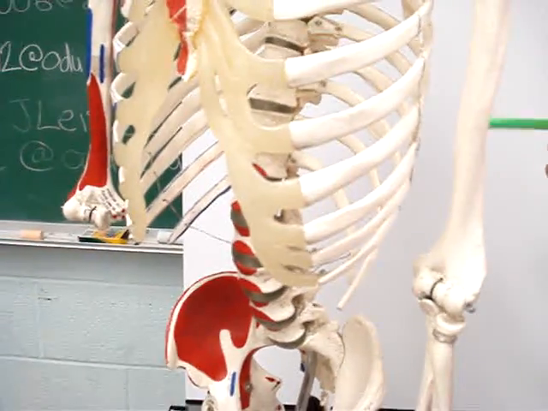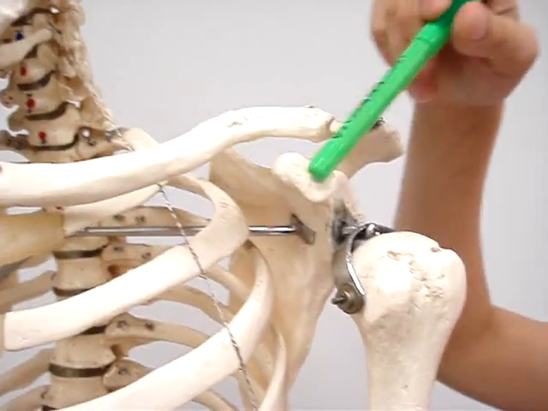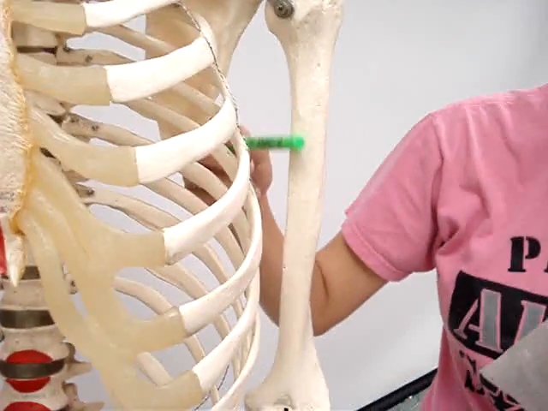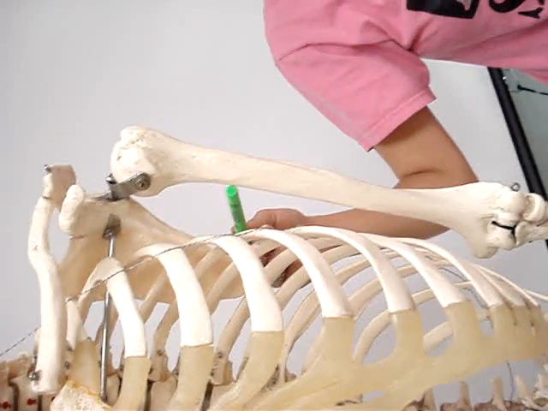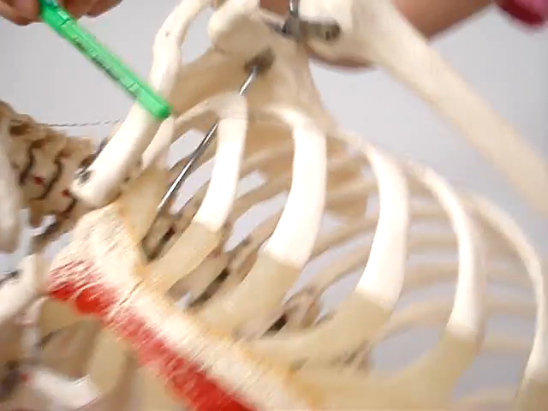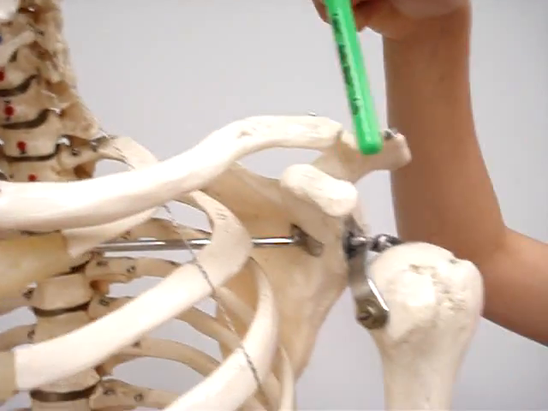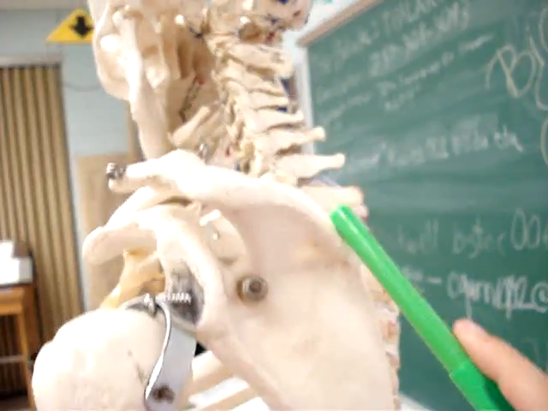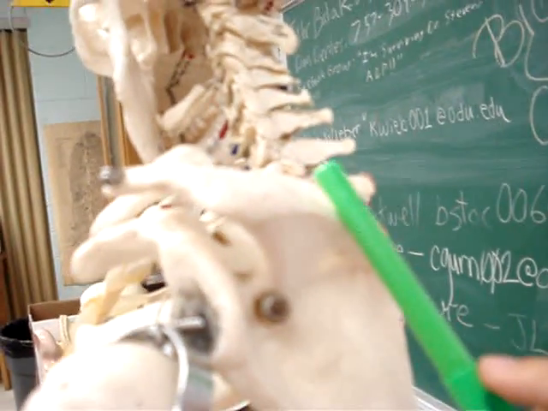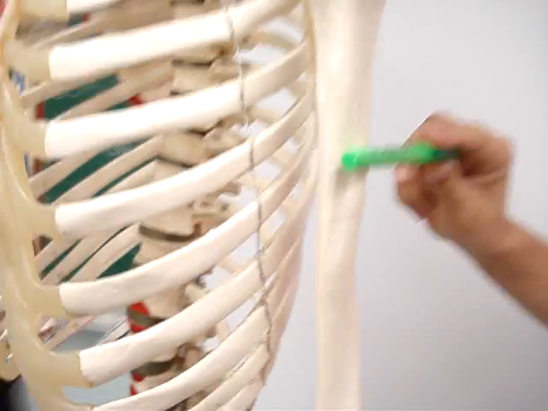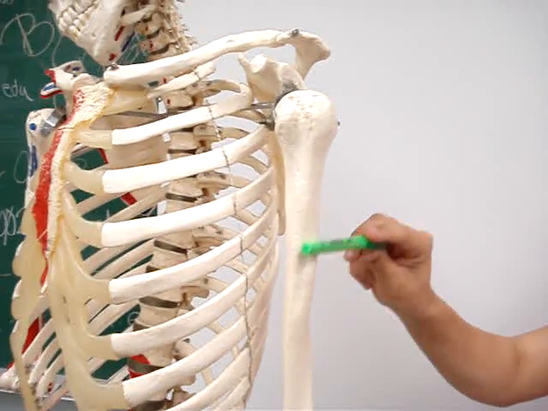The coracobrachialis originates on the coracoid process of the scapula, and it inserts on the medial shaft of the humerus. The deltoid has 3 origins, one on the clavicle, one on the acromion process, and one on the spine of the scapula. And then all 3 of those origins have one insertion point on the deltoid tuberosity of the humerus.